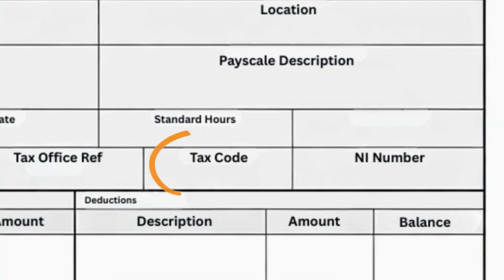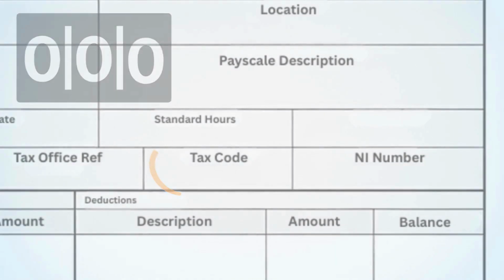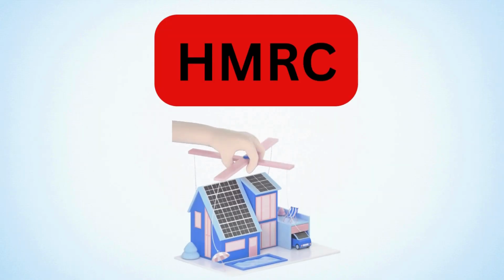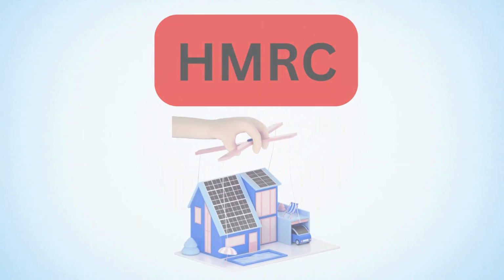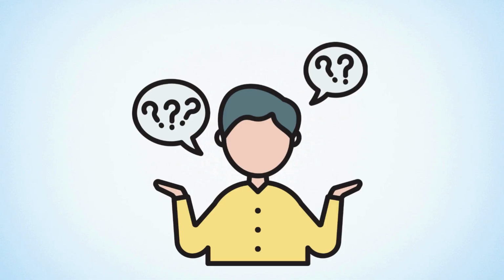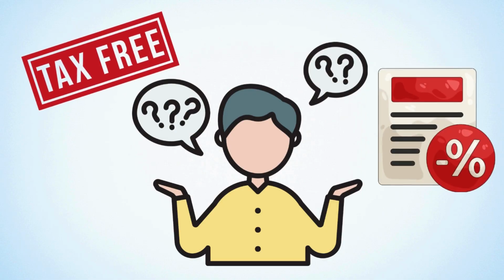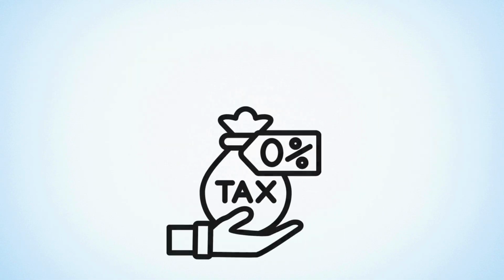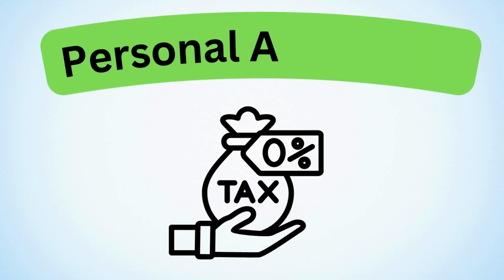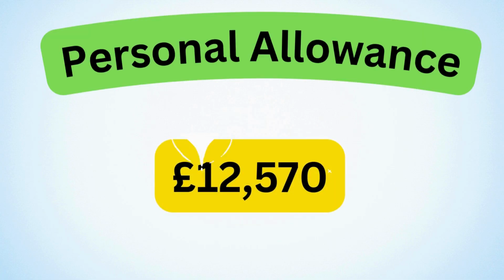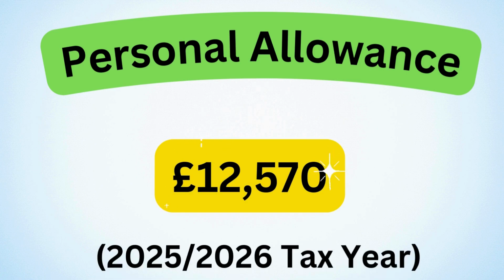The amount of tax taken depends largely on your tax code, a special code sent to your employer by HMRC, the tax authority in the UK. This tax code tells payroll how much of your income is tax-free before deductions begin. This tax-free amount is called the personal allowance, which currently is £12,570 per year for most people, for the 2025/26 tax year.